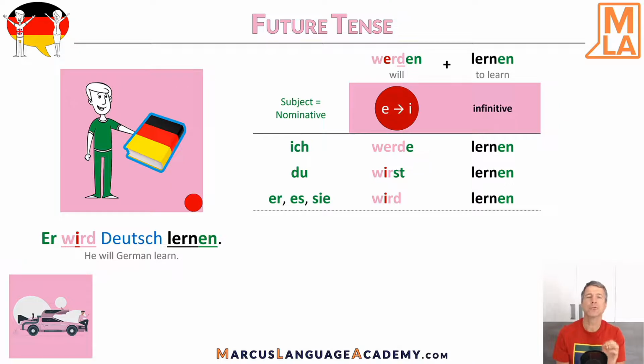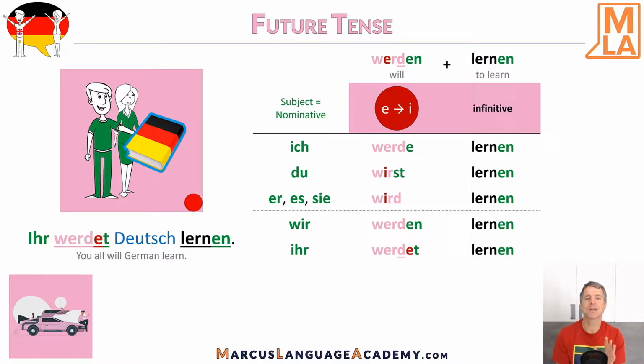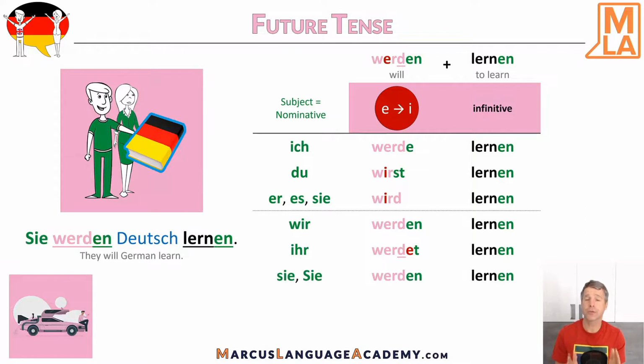The first person plural is again regular. Wir werden lernen. Wir werden Deutsch lernen. Literally, we will German learn. In the second person, we need an extra E to separate the root of the verb from the ending. Ihr werdet lernen. Ihr werdet Deutsch lernen. Literally, you all will German learn. And the third person is regular again. Sie werden lernen. Sie werden Deutsch lernen. Literally, they will German learn.